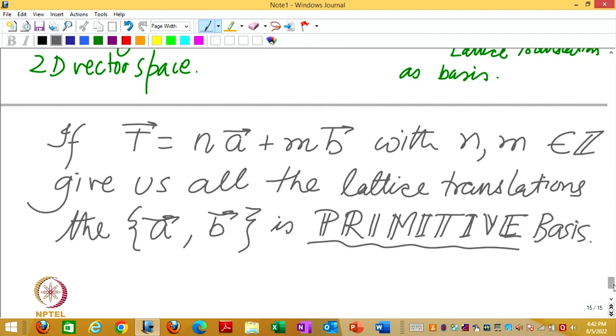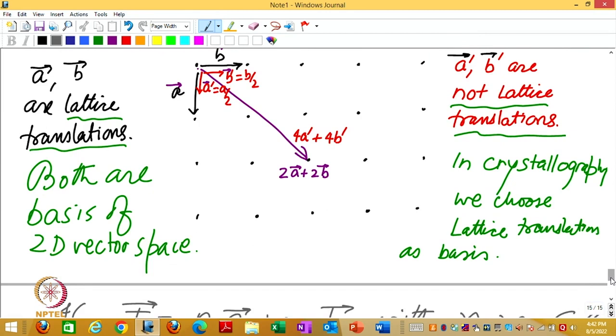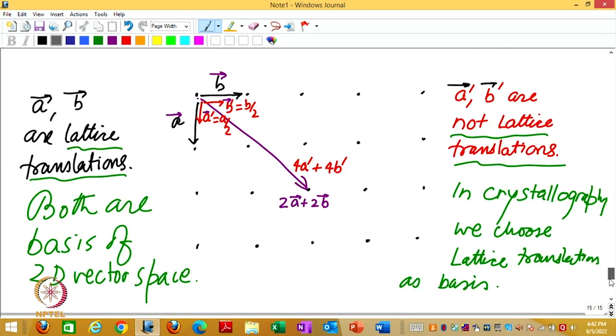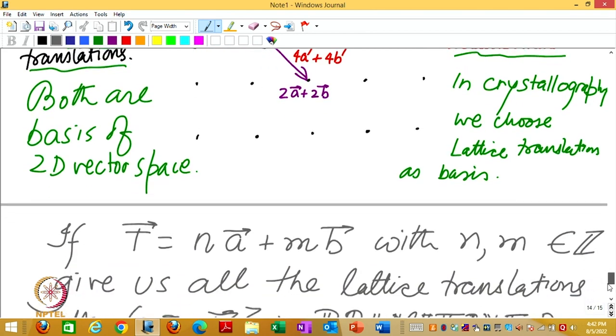This obviously, a primitive basis has to be made up of lattice translations, because we have seen that if the primed vectors we would have selected, then some integer combinations like 1 a prime plus 1 b prime leaves me in the middle, does not take me to a lattice point and does not give me a lattice translation. So, problem with a prime b prime was that all integer combinations were not lattice point.